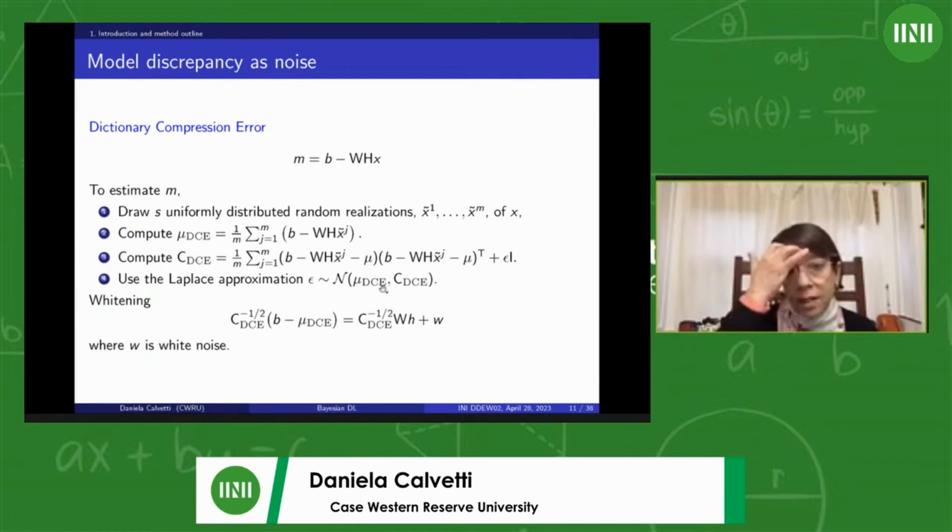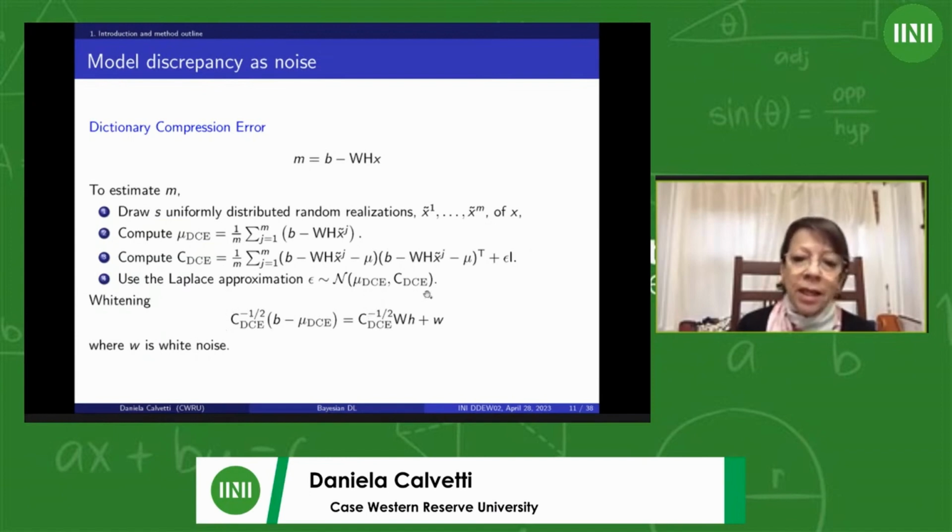Now, once we have this distribution in hand, we can think of the reduced, the compressed dictionary matching problem as a regular linear problem, and we can whiten it.